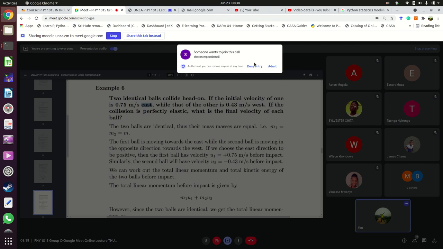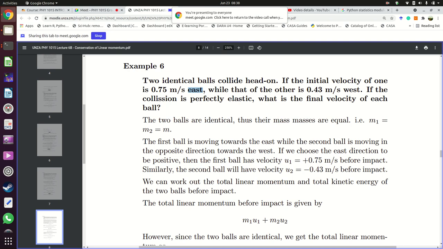Are we clear? How you choose which one is going to be west, which one is going to be east, depends on you. The physics itself should remain the same. Is that clear? Yes, sir. So you need to choose which direction is going to be positive. Once you choose a particular direction to be positive, anything opposite that direction is going to be negative. In our example, we choose east to be positive. If east becomes positive, then west automatically becomes negative.